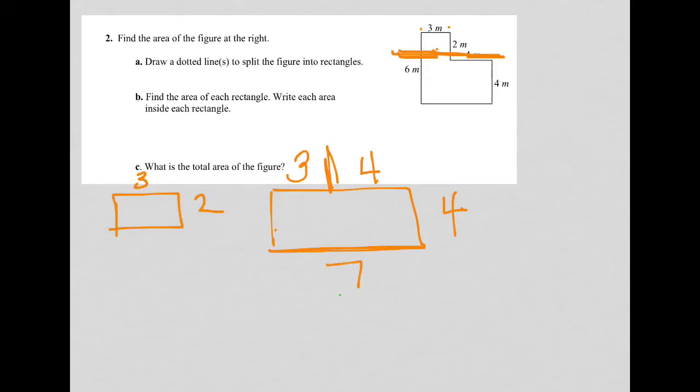So 3 times 2 for the area of the small one would have given me 6. And then the area of the big one would have been 7. Whoopsie. Would have been 7 times 4. So 7 times 4 is 28. Now I'm going to add 28 and 6.